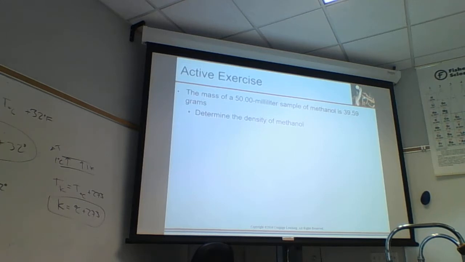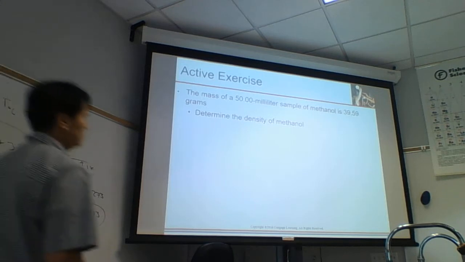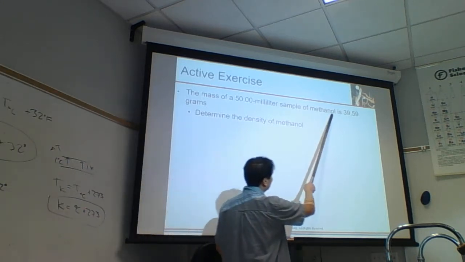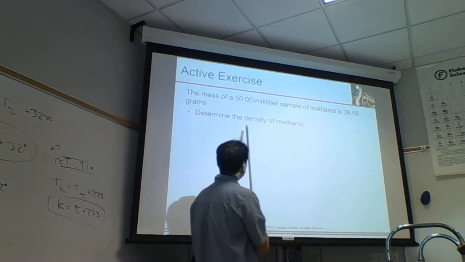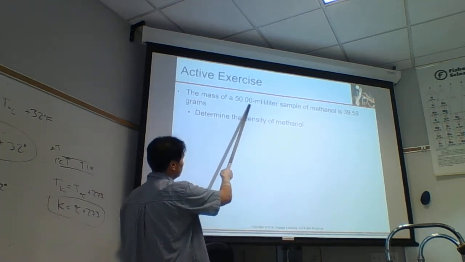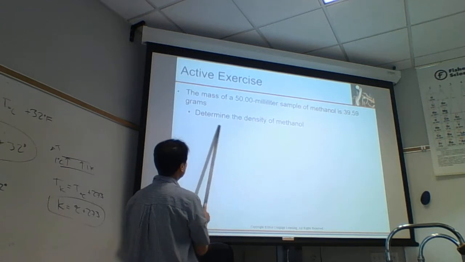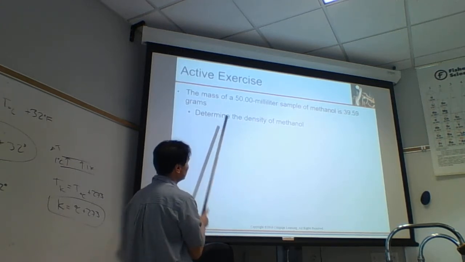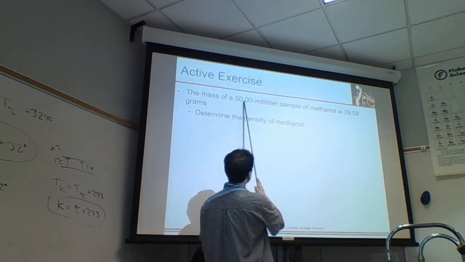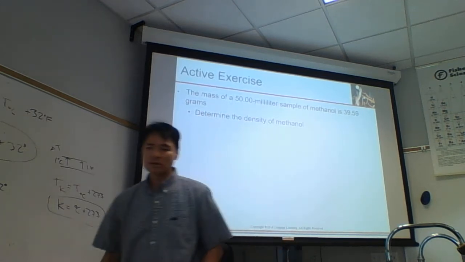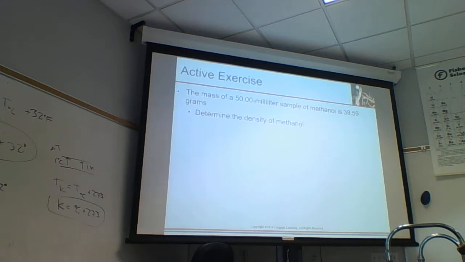Methanol. How many carbons does methanol have? 1. It's an alcohol. You can tell it's an alcohol because of the ending. Alcohol ends with OL. A 50 milliliter, 4 sig fig sample of methanol is 39.59 grams. Determine the density. To determine the density, we just take the mass divided by the volume. And then we just get it per milliliter rather than per 50 milliliters. So it's going to be 50 times less as far as that mass goes.